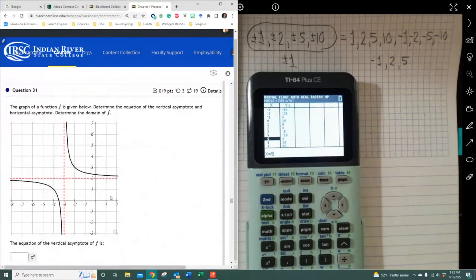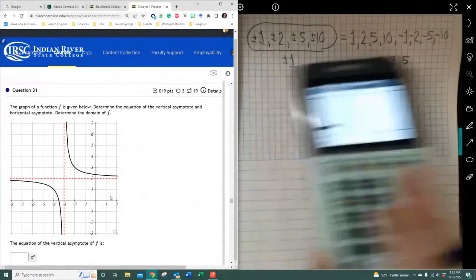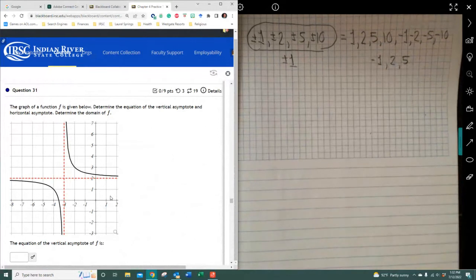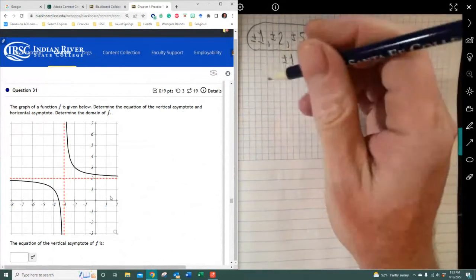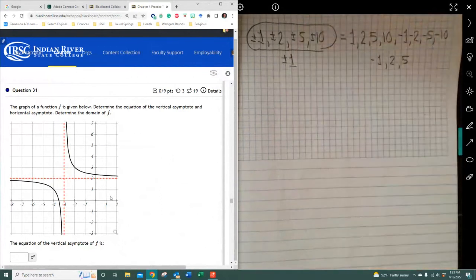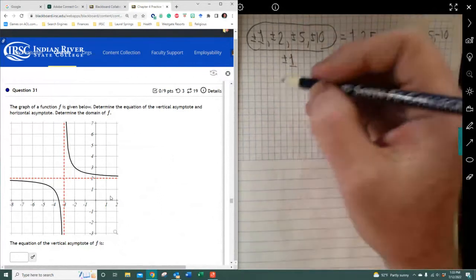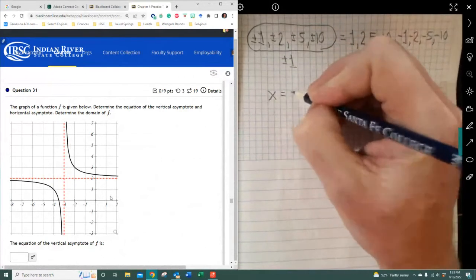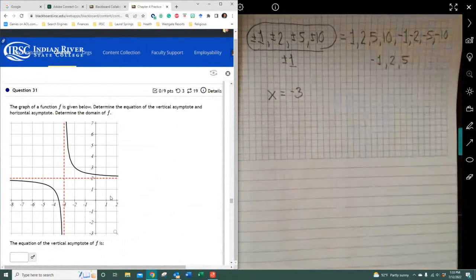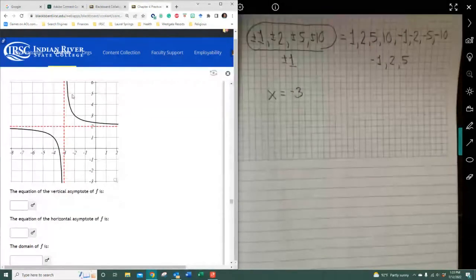Question number 31. A graph of a function is given. Determine the equation of the vertical asymptote. Remember, the vertical asymptote is where the function cannot be compromised. So we're looking at x equals -3. That's the vertical asymptote. It's where the dashed red line is.